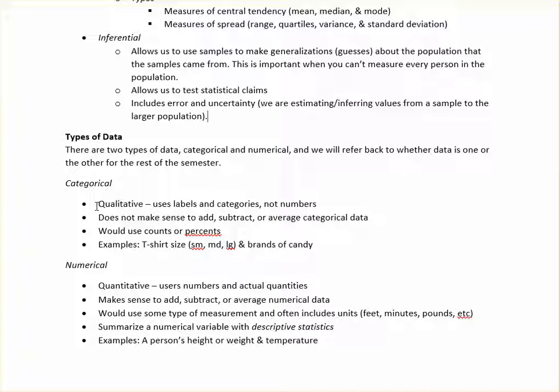So examples of this: t-shirt size, small, medium, large. Think about it. You wouldn't say, I'm going to take a large minus a small equals a medium. Well, no, there's really not probably an equal amount between a large and a small that would be a medium. Brands of candy. You can't say, I'm going to take a Hershey's minus a Snickers. Well, what does that even mean, right?